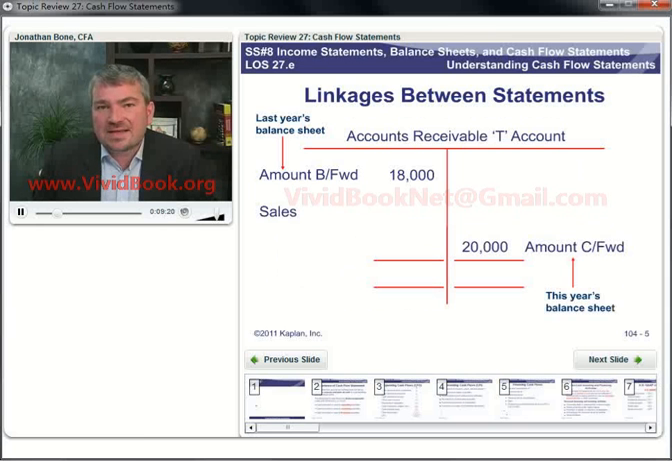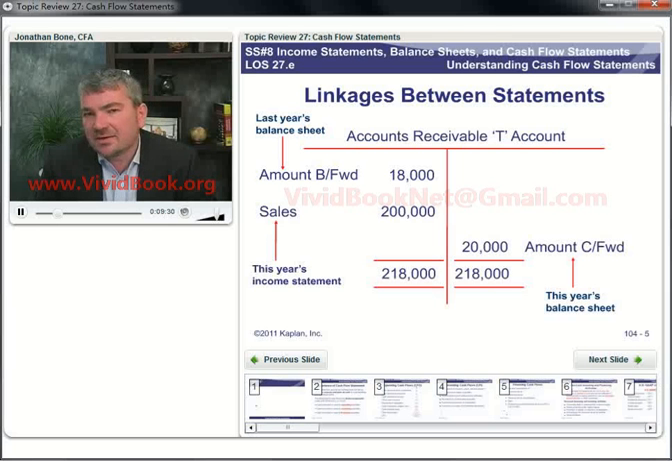We could lift the sales figure from this year's income statement. Now, if no cash was collected from customers, we would of course expect the amount carried forward to be 218,000, but it's not, it's only 20,000. So why is it only 20,000?